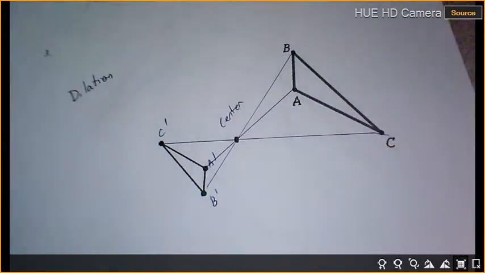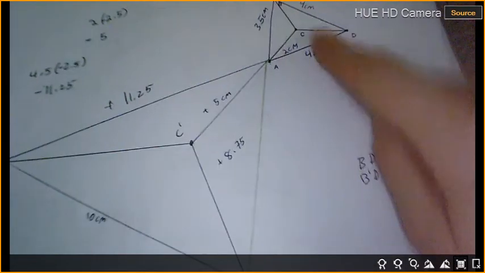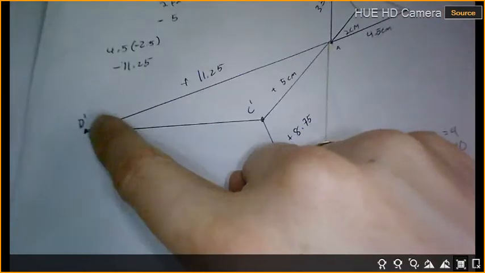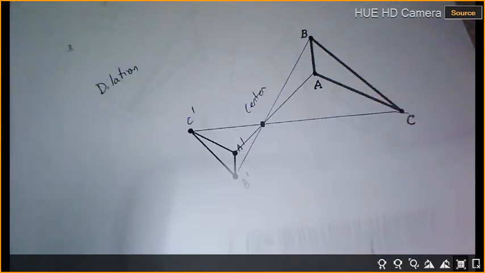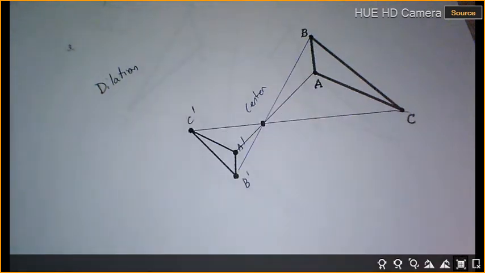I want you guys to notice something from your packet yesterday. When we did a negative dilation, it looked like it rotated. So B is right here at the top. Now this is D. This has got to be a negative dilation because C moved to the top from the bottom. So first we found our center.